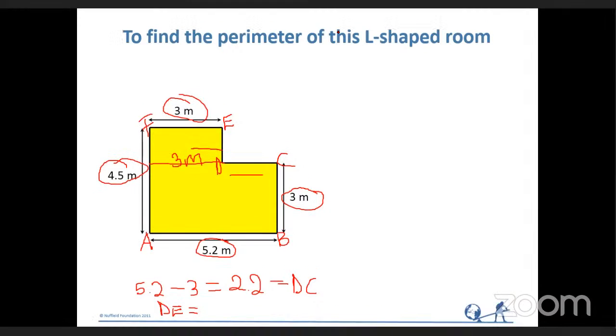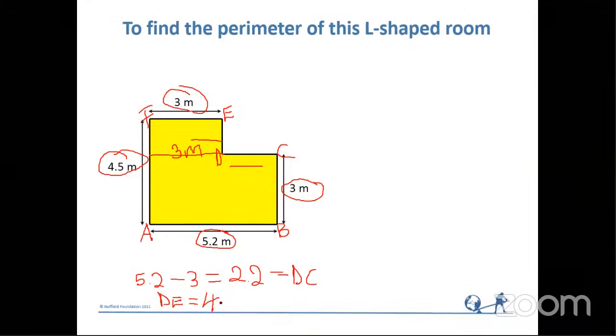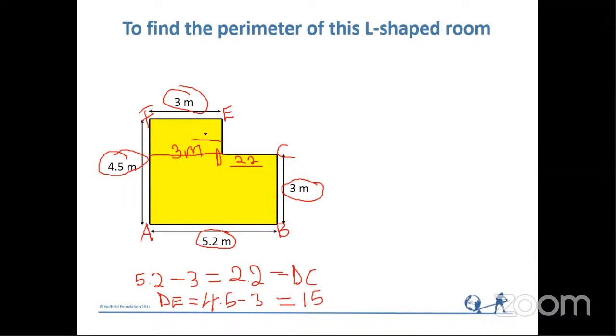To get the length of DE, we'll get the length of AF minus the length of BC. Thank you. So this would be 4.5 minus 3, and that gives us 1.5. So here is 2.2, and here is 1.5.